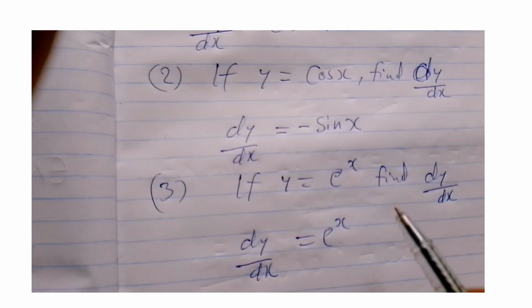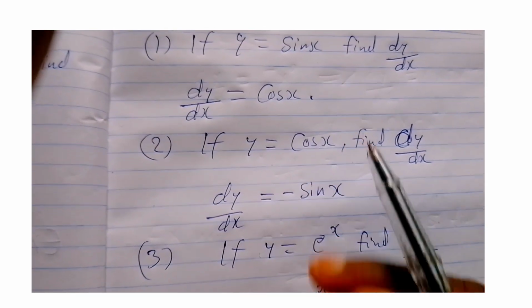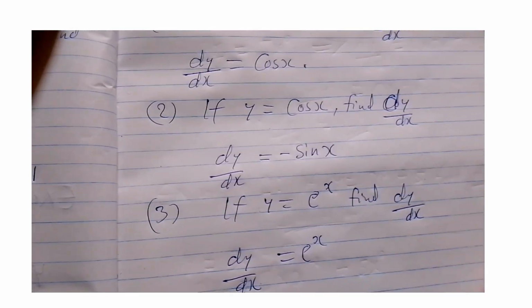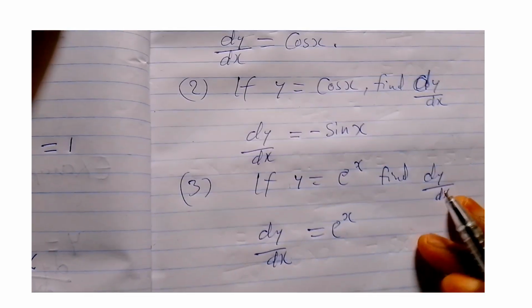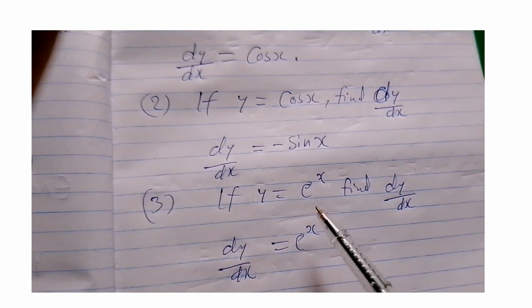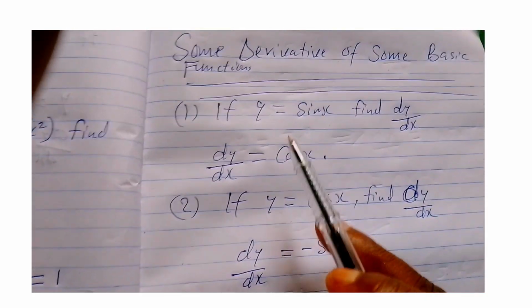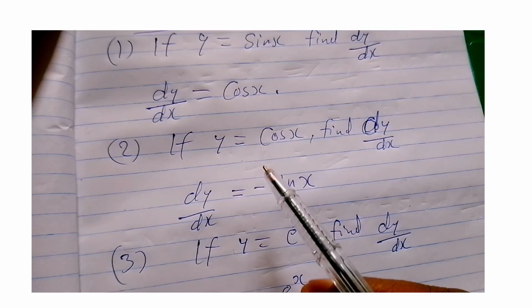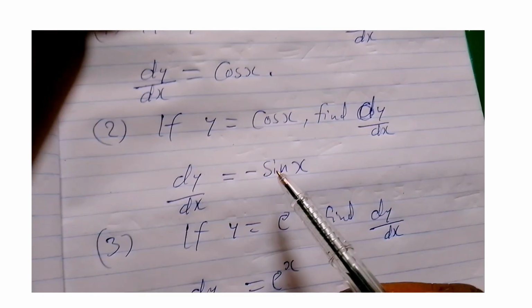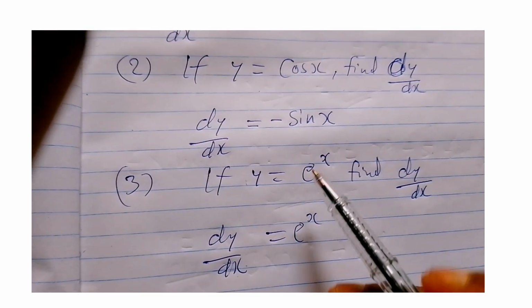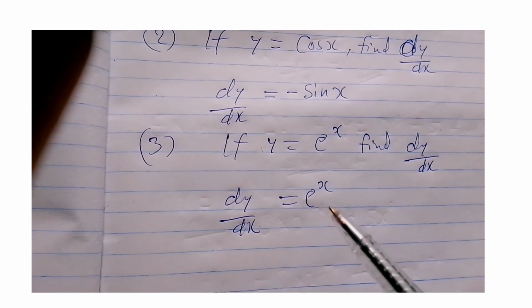Pay attention to this. Sometimes you might see cos x, sin x, or e to the power x in a function that is mixed with other variables. But know that when you are differentiating them, you know their derivatives. The derivative of sin x is cos x. The derivative of cos x is minus sin x. And the derivative of e to the power x is the same thing, e to the power x. Now let's look at the fourth one.